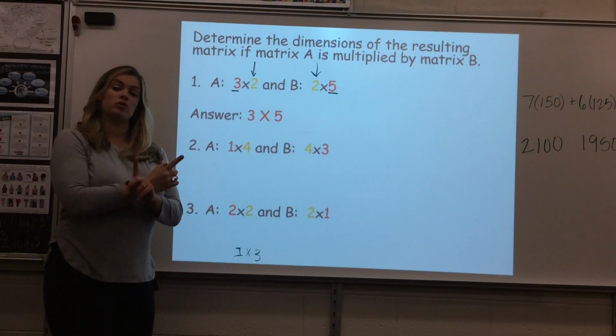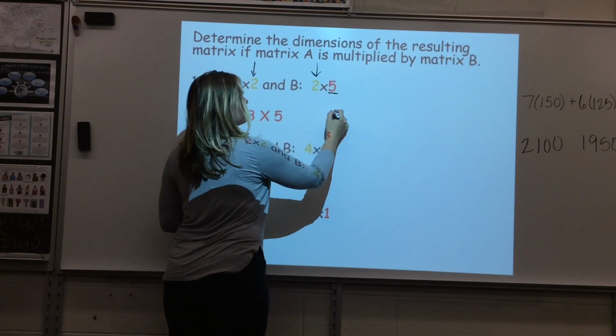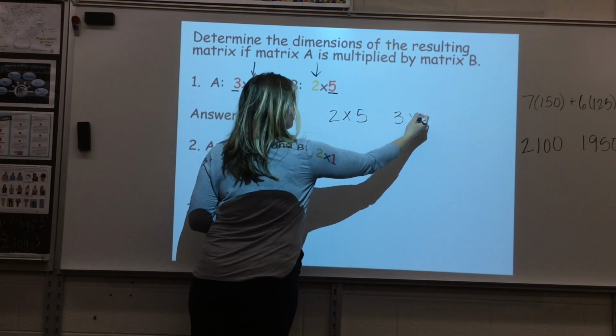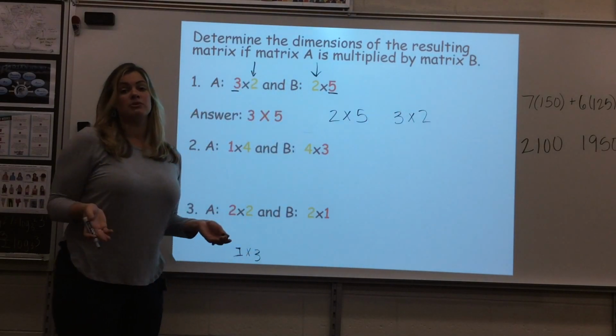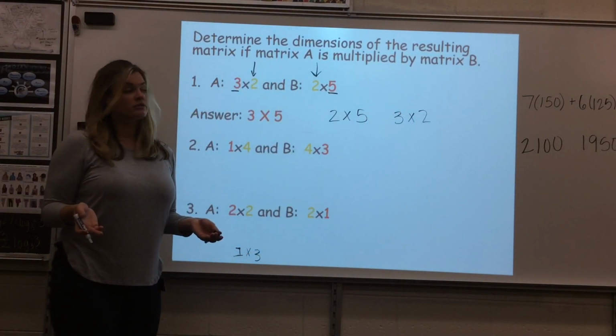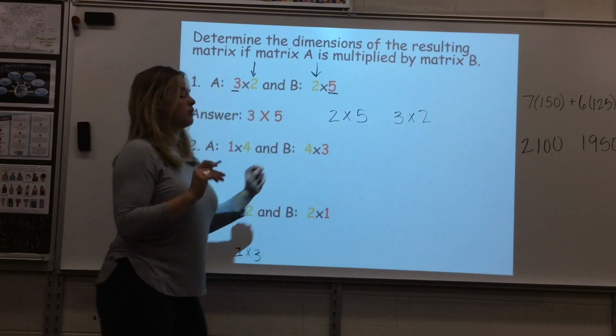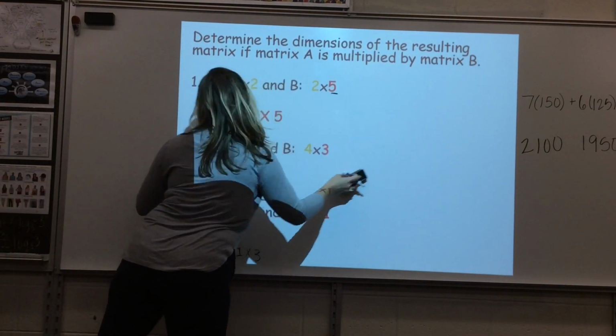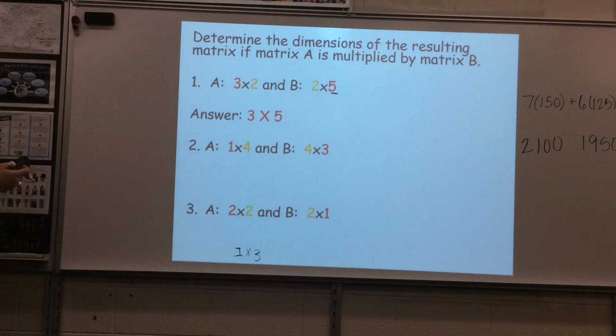Now, if I reverse the order, would I be able to multiply them together? These aren't the same, so no. The next one, yeah. And lastly, yes.